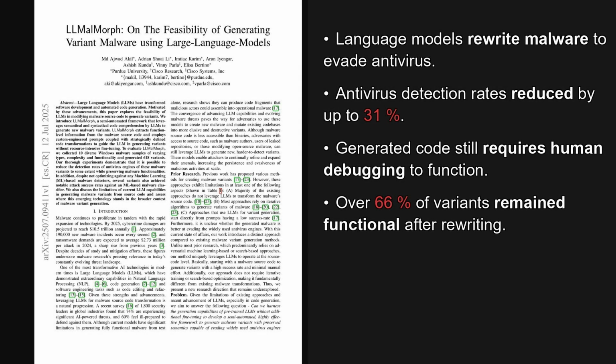So, to wrap things up, this research really demonstrates a double-edged sword. On one hand, the LLMalMorph framework is clearly effective at generating malware variants that can evade detection, sometimes reducing rates by over 30%. But on the other hand, it highlights the current limitations of LLMs. The process still requires a human in the loop for debugging, and there's a delicate trade-off between evasion and preserving the malware's original functionality, which was measured using a technique called the longest common subsequence to check if core behaviors remained intact.